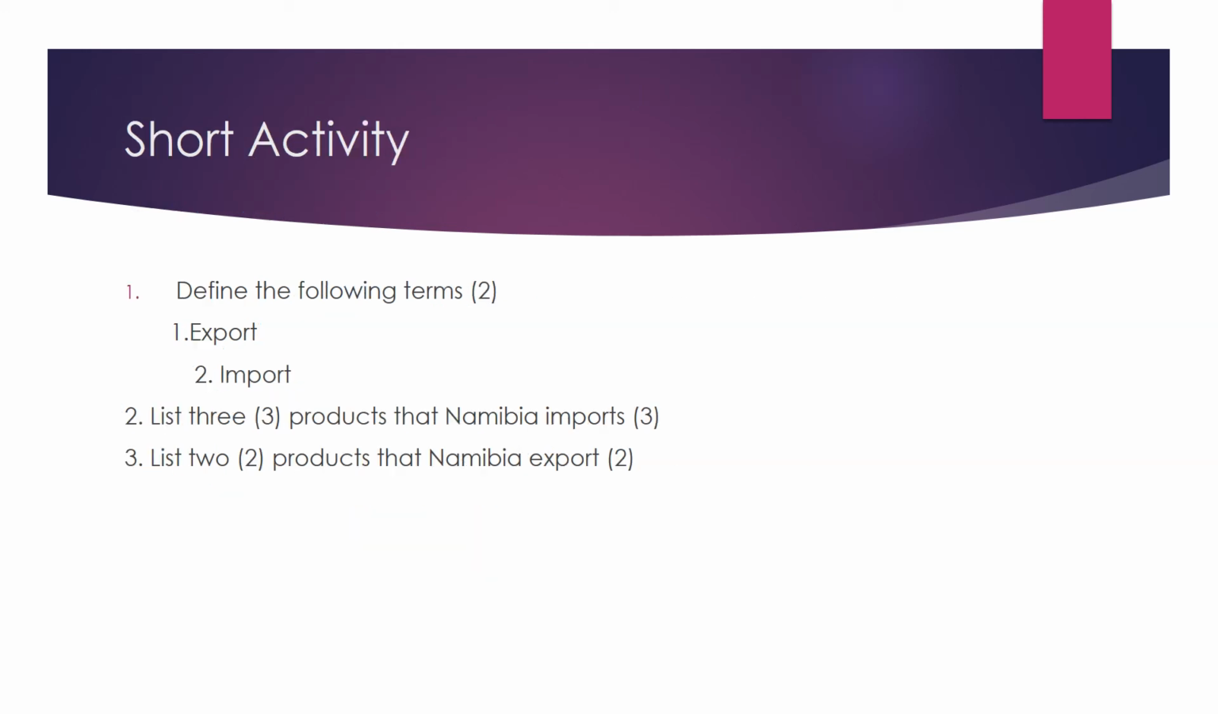Okay. Here I have a very short activity for you. Number one, we are going to define the following two terms: what is export and what is import? Question number two says list three products that Namibia imports. And then list two products that Namibia exports. I need you to take time to answer these questions, and after you have answered them, the memo is right here.